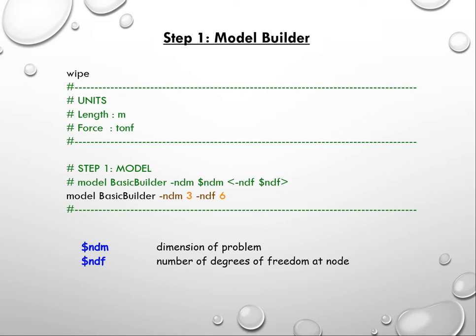For example, for a 3-dimensional frame, it will be 6, and for a 3-dimensional truss model, it will be 3. This slide also shows the unit system used in the entire model.